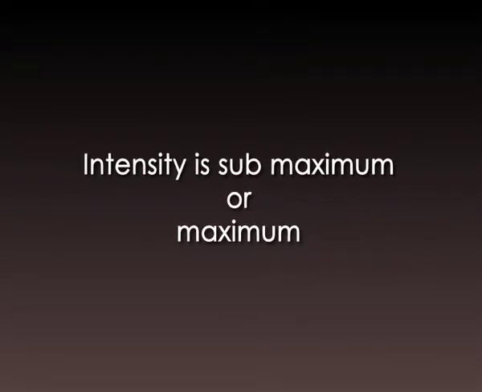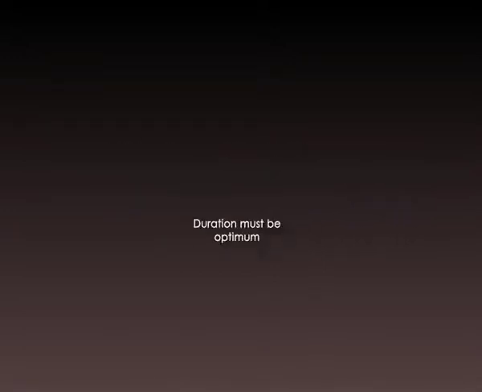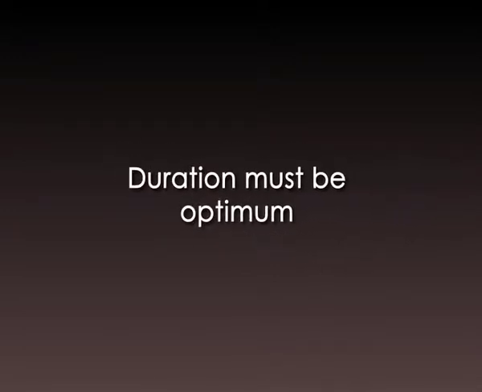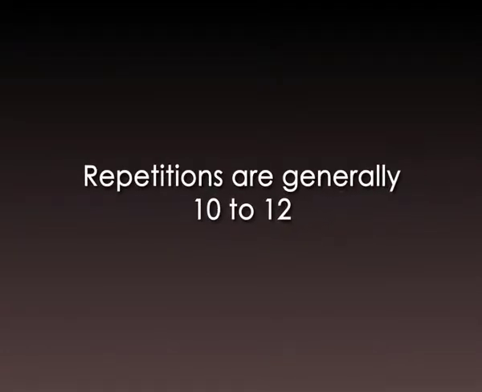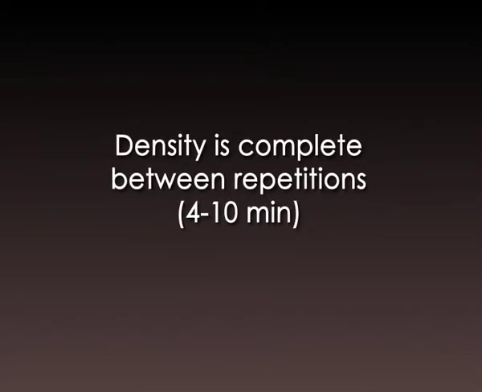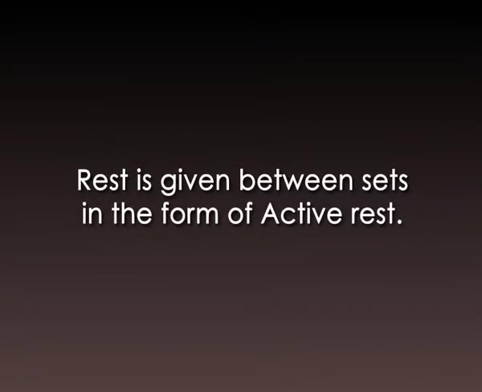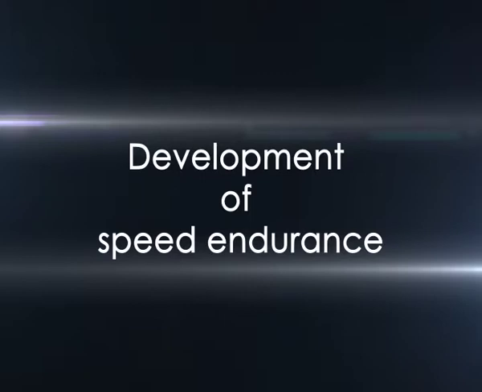Intensity is sub-maximum or maximum. The duration must be optimum. Repetitions are generally between 10 to 12 repetitions. The density is complete rest between repetitions, that is for 4 to 10 minutes. The rest is given between sets in the form of active rest. And the next point that we'll be discussing is development of speed endurance.